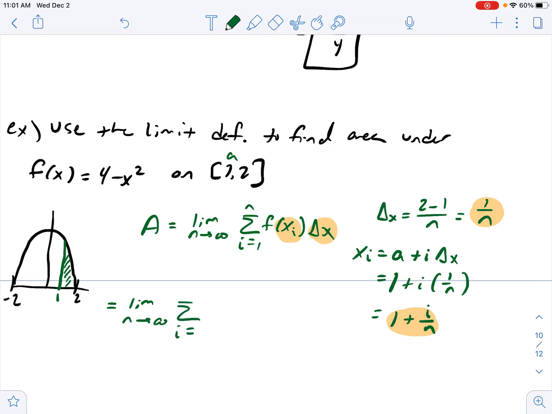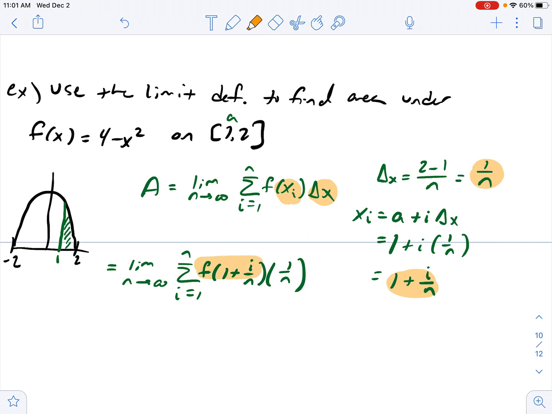So we're going to have the limit as n goes to infinity, summation i goes from 1 to n, f of 1 plus i over n, times delta x, 1 over n. Now I'm going to evaluate the function, which again is 4 minus x squared. So I'm going to go off on the side and do that. 4 minus this thing squared.